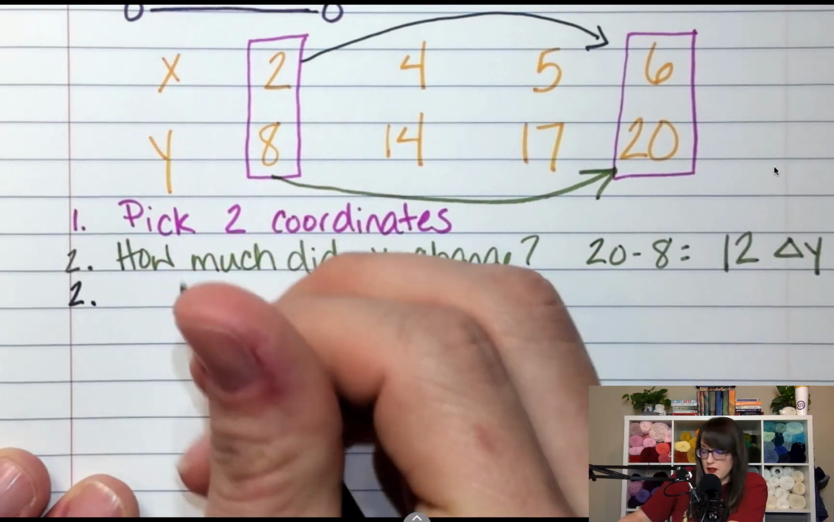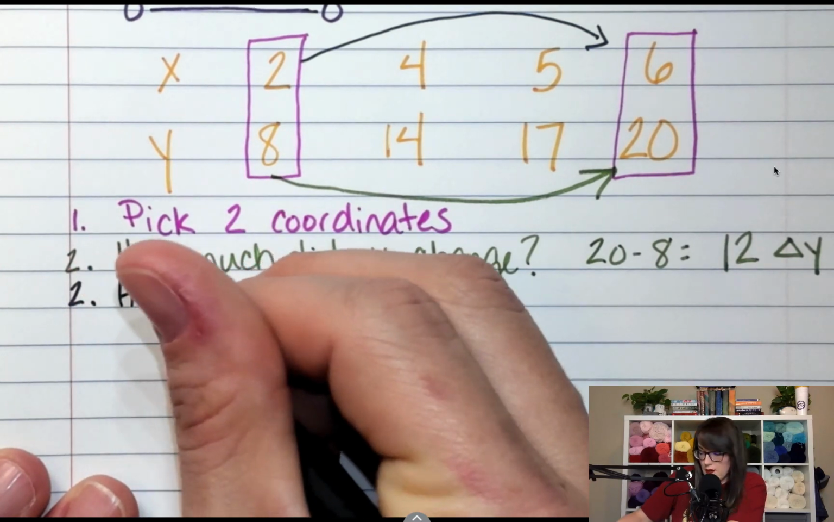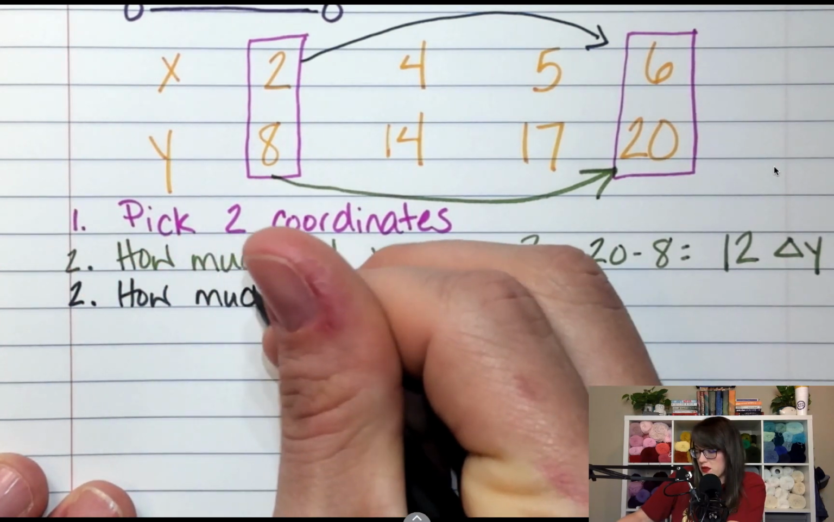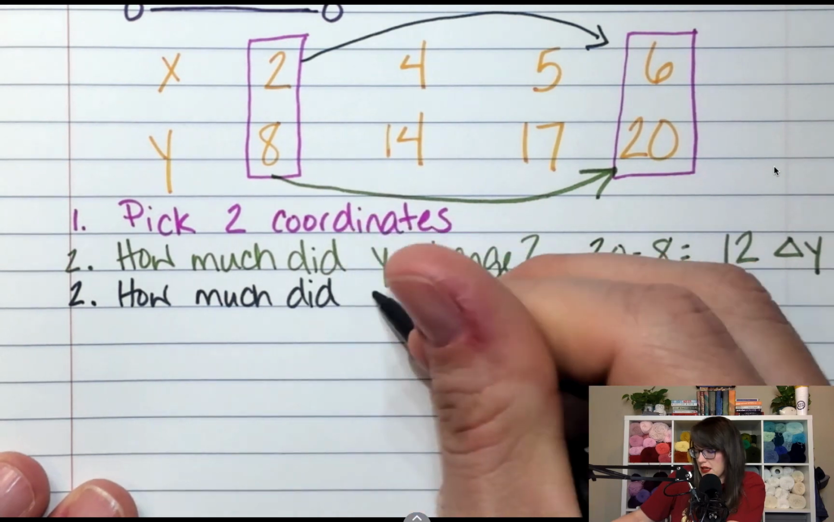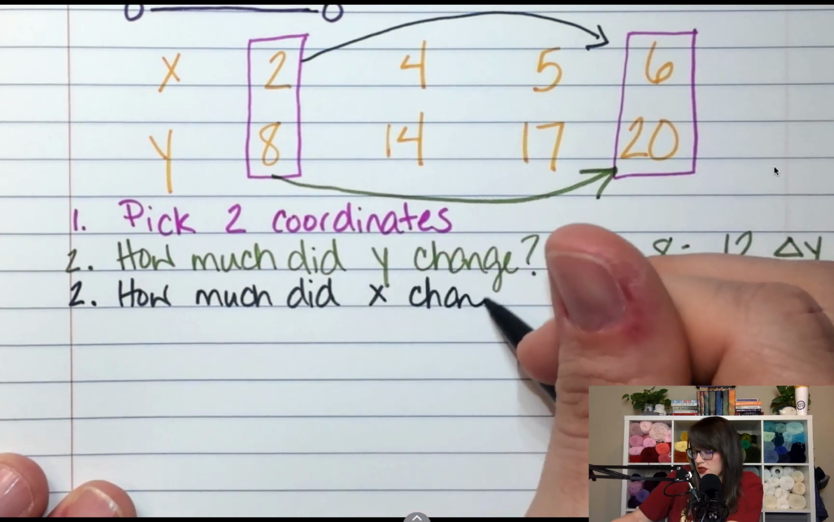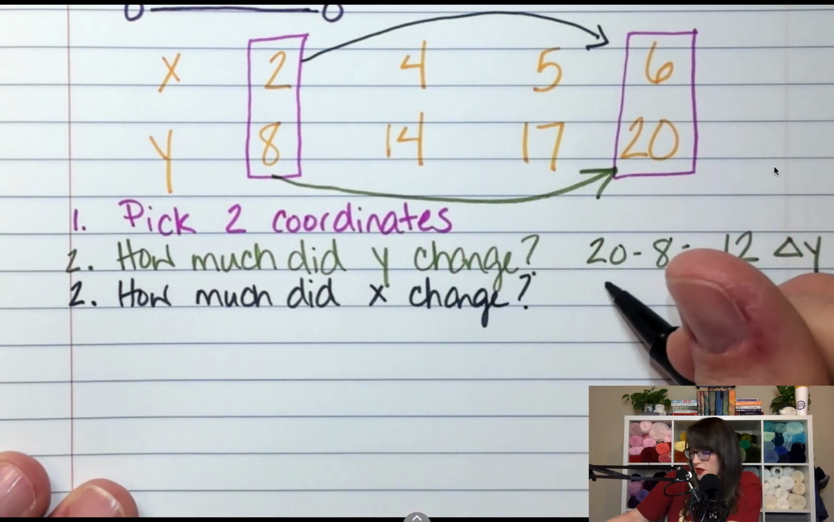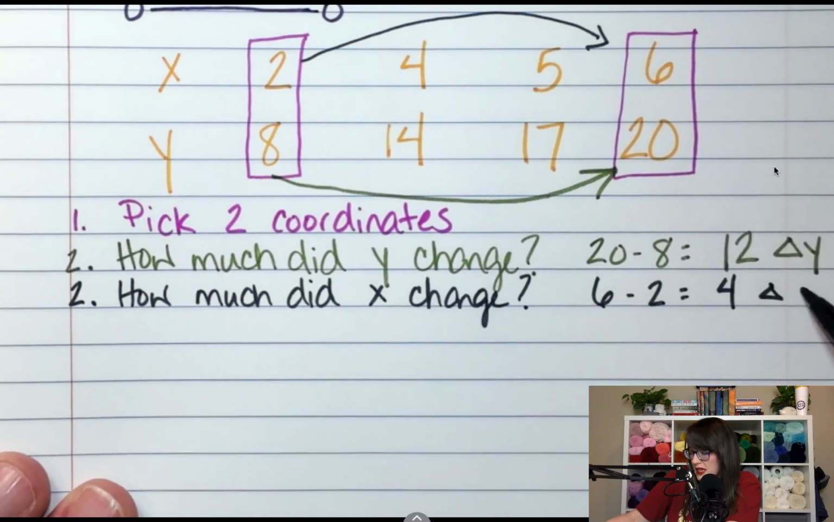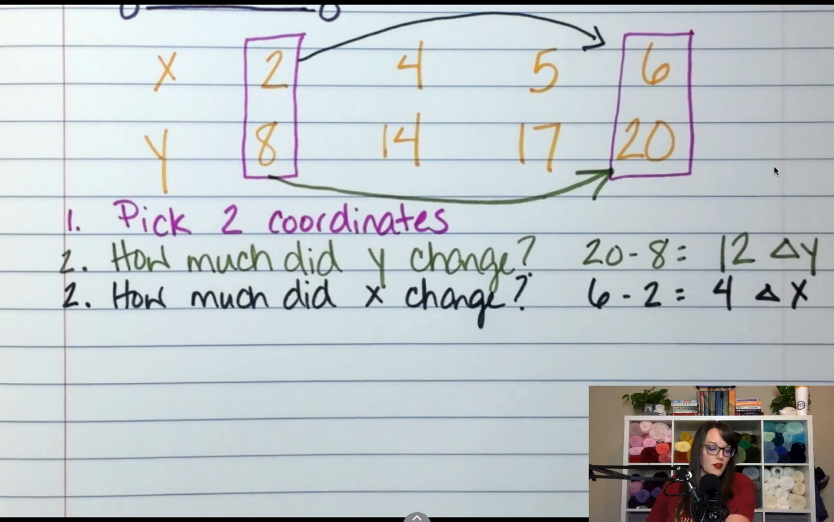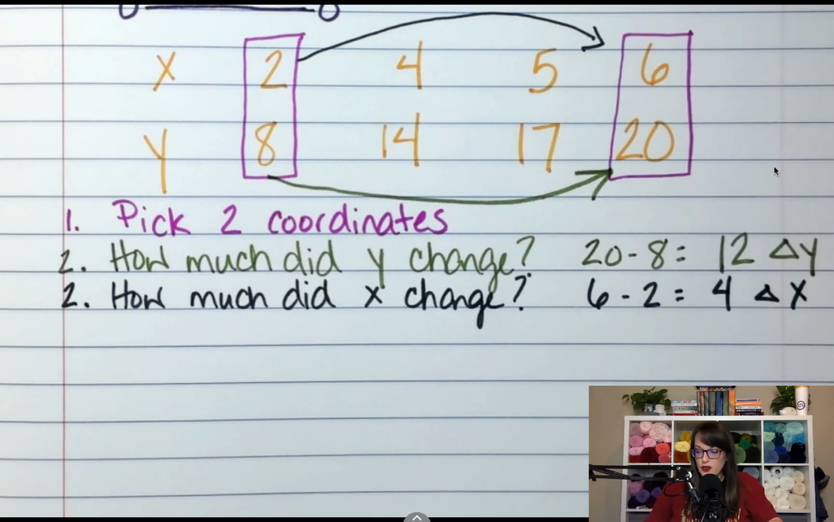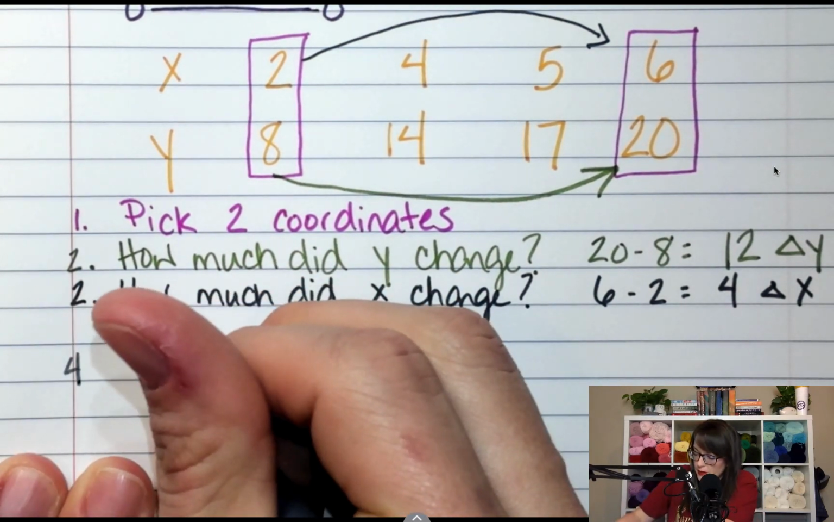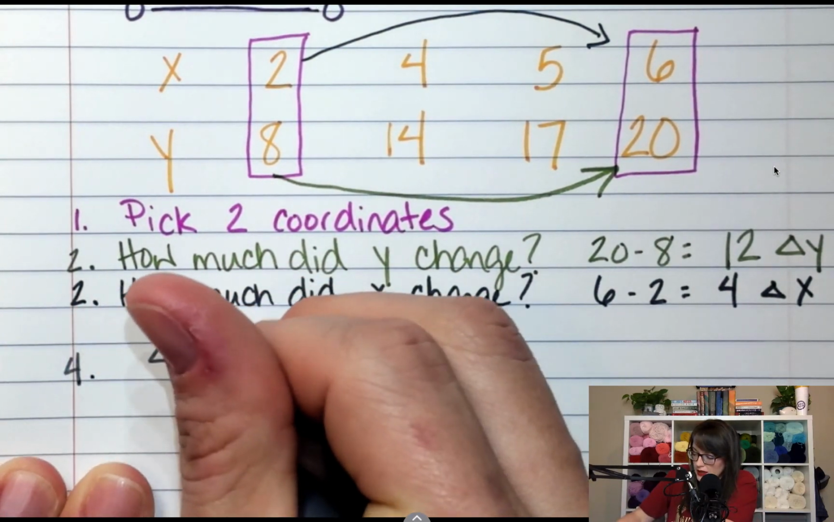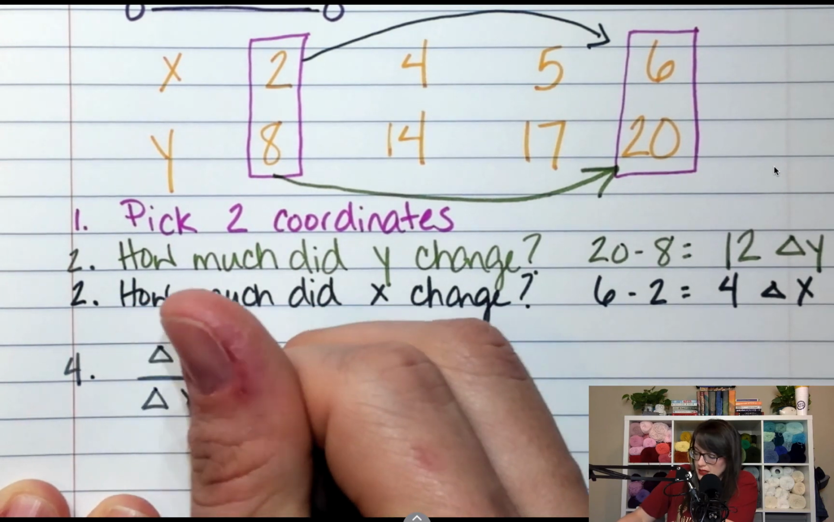4. So how much did x change from 6 minus 2? That was 4. So that's my delta x. So then I take those 2 things and I write them as a fraction. So step 4, I'm going to put my delta y over my delta x.